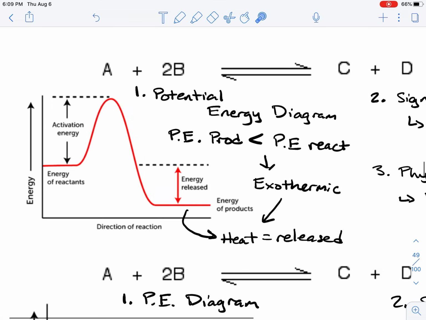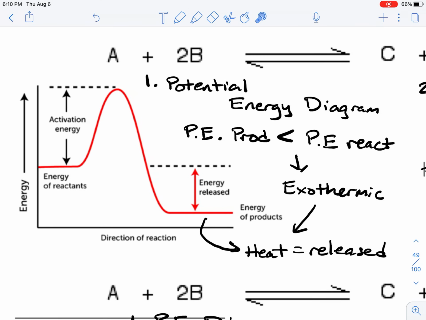And so one quick way to do this is looking at the position of the potential energy of the reactants with respect to the position of the potential energy of the products. It doesn't matter if this is a one-step process or a two-step process or a three-step process and so forth. If we simply take a look at the potential energy of the reactants and the potential energy of the products, that will more precisely tell us whether or not it's an exo or endothermic reaction.